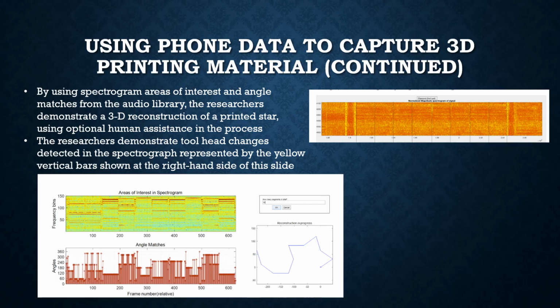And they also included the option of having human assistance to create that based on the promptings that they got from the audio captures. The researchers were able to demonstrate how tool head changes can be detected. If you take a look at the figure over on the right-hand side of the screen, those yellow vertical bars are demonstrating tool head changes.